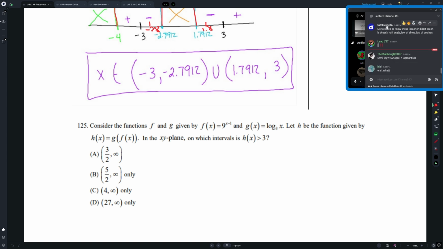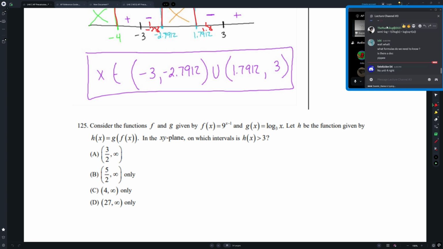You do not need to know half angle. You do not need to know law of sines, and you do not need to know law of cosines. That is extra. Okay, the formulas you need to know. I'll start with trig because that's the easy one. I will go over a reference sheet that someone nicely posted in AP Precalc, and I got the permission to cover it.